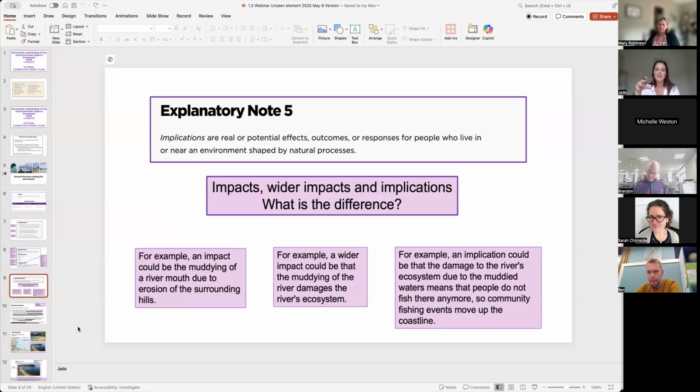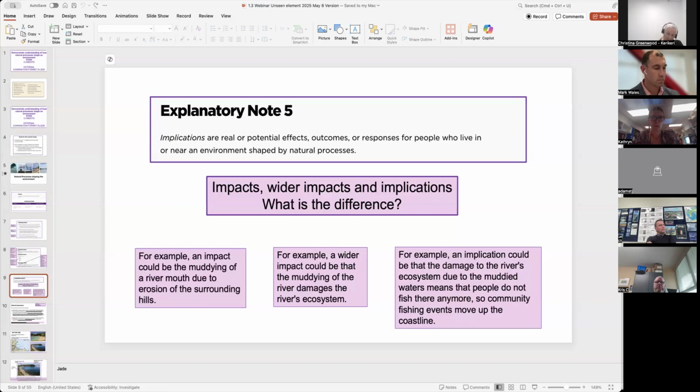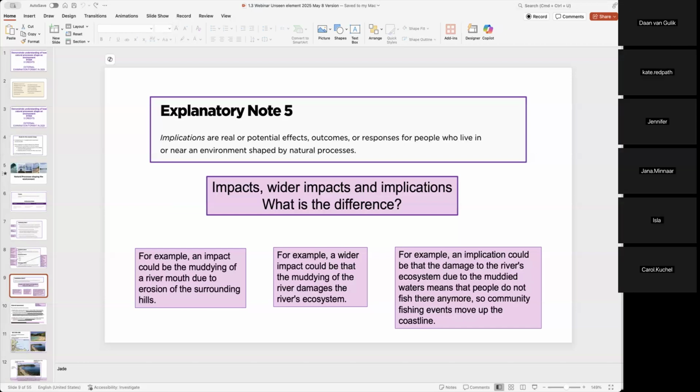So if we've had muddying of the river mouth, which has then gone on to have a wider impact on the ecosystem, what does that then do to people? How might they be affected? So we're thinking of that sort of chain of events. What it could mean is that people can't go and fish in that local harbour. And so then community fishing events have to move, or maybe traditional food gathering, kaimoana grounds, can't be accessed. So you're really having to think a little bit further and think, okay, how might this affect people in the future?